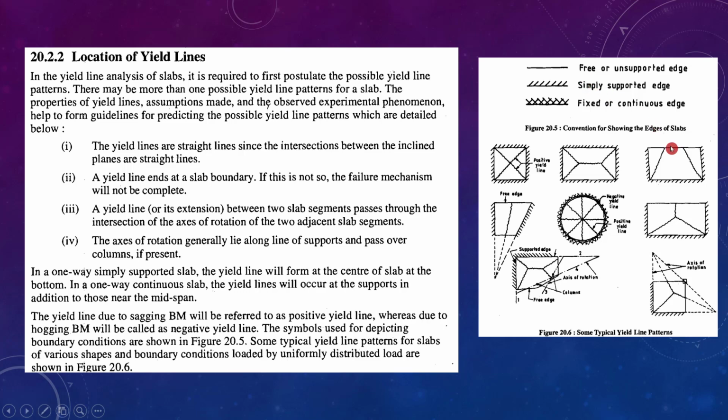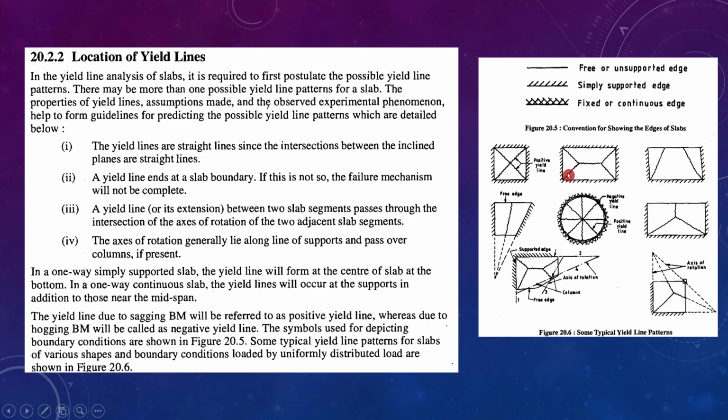So these are the notations: the straight line means a free or unsupported edge, and the single direction hatches mean a simply supported edge, and cross hatches we say a fixed edge. So for different support conditions and behavior or the aspect ratio, length to breadth, of the various slabs, there are chances of numerous yield lines.